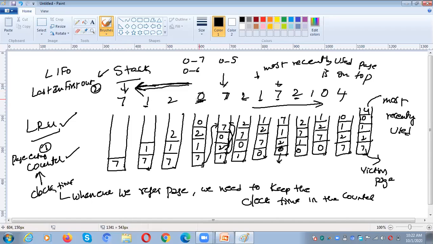For example, 0. Least recently used among 7, 1, 2 is 7. 2, 1 are most recently used. Just before 0, we have referred 2. Before 2, we have referred 1. Before 2 and 1, we have referred 7. That means 1 and 2 are considered as recently used. And 7 was used long back. That is the reason why. So whenever we want to bring in 0, we need to replace it with 7. Are you got my point?